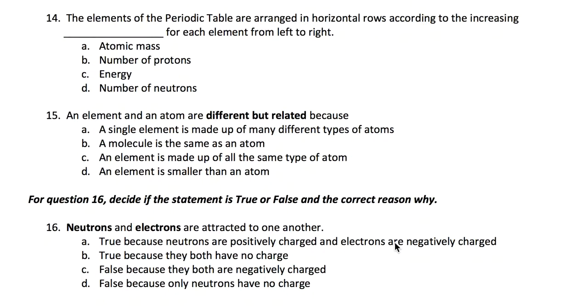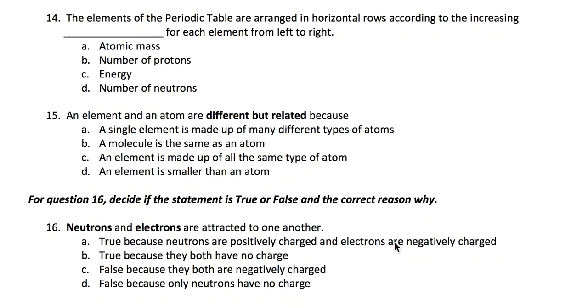Question 14. The elements of the periodic table are arranged in horizontal rows according to the increasing blank for each element from left to right. A. Atomic mass. B. Number of protons. C. Energy. D. Number of neutrons.